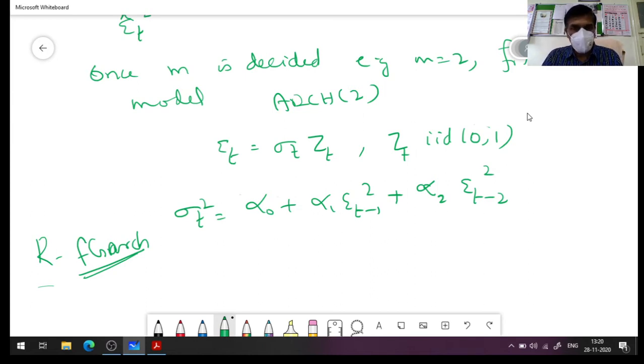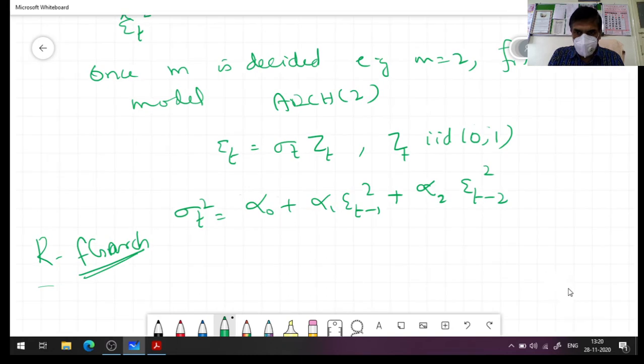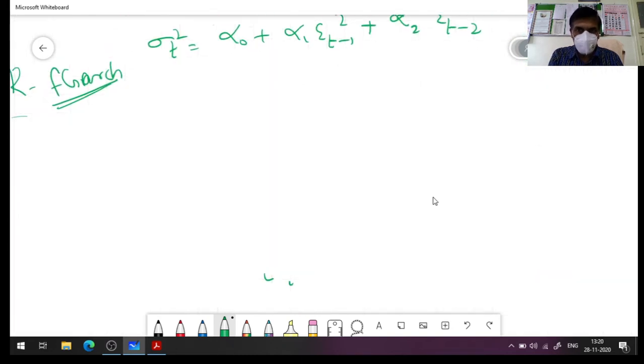Once you have this particular one, so basically, in the process when these parameters are estimated, suppose this turned out to be insignificant or this turns out to be insignificant, we can rework on the model with m equal to 1. Okay, so that's where you have this particular facility.